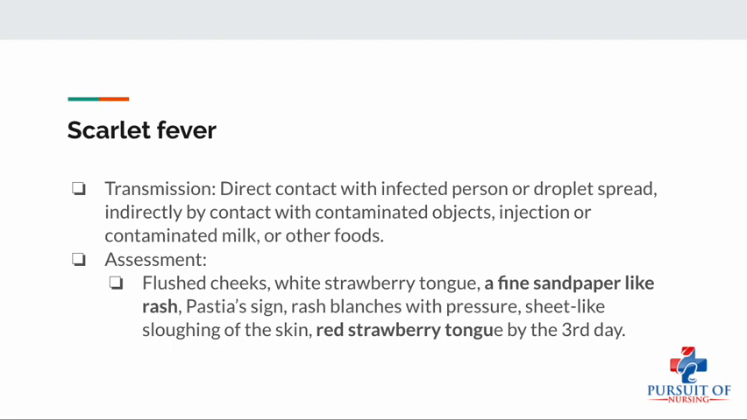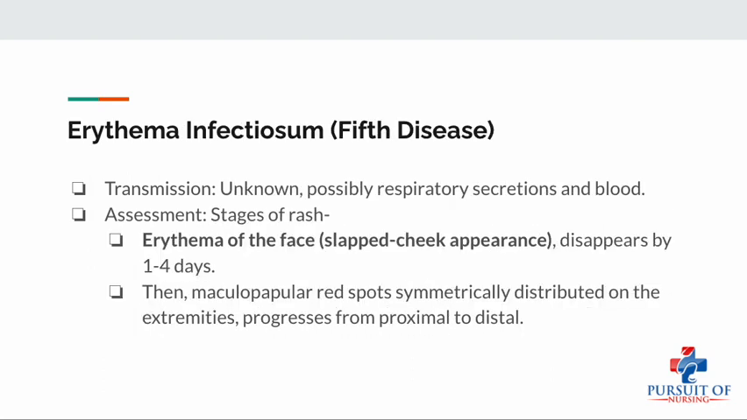They're going to have sheet-like sloughing of the skin, and then again, they're going to have that red strawberry tongue. So the rash is going to develop in the armpits, the groin, and the neck, and then it spreads to cover the entire body except for the face. And again, this patient is placed on airborne precautions until 24 hours after starting antibiotics.